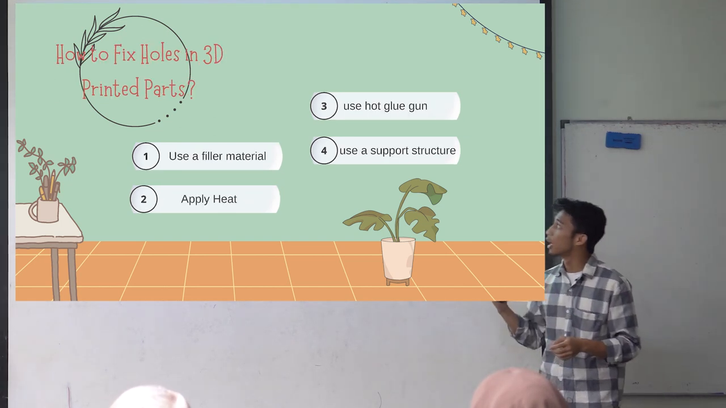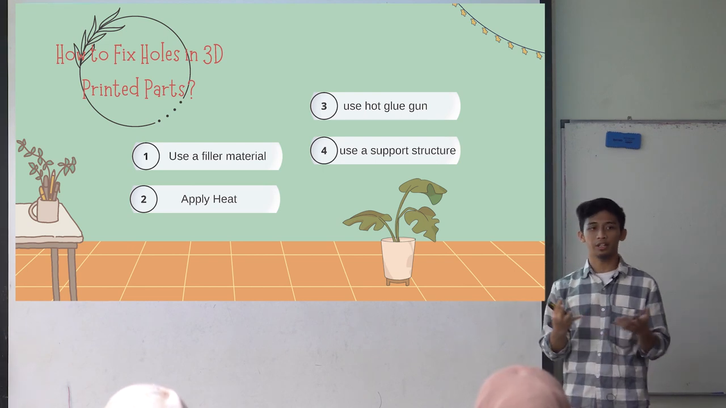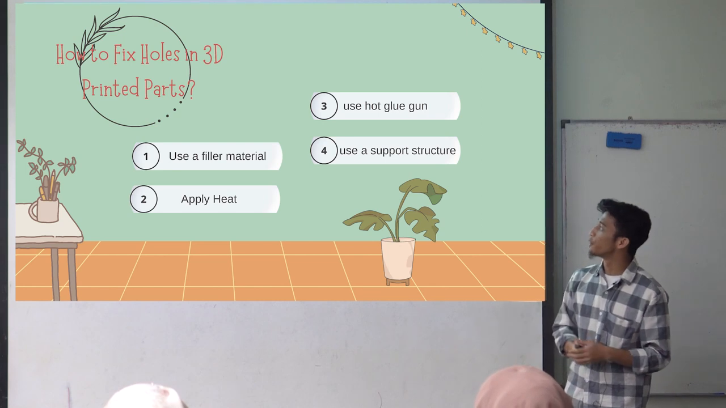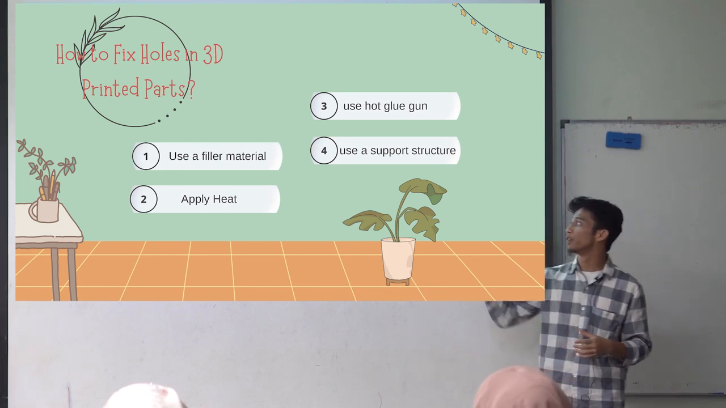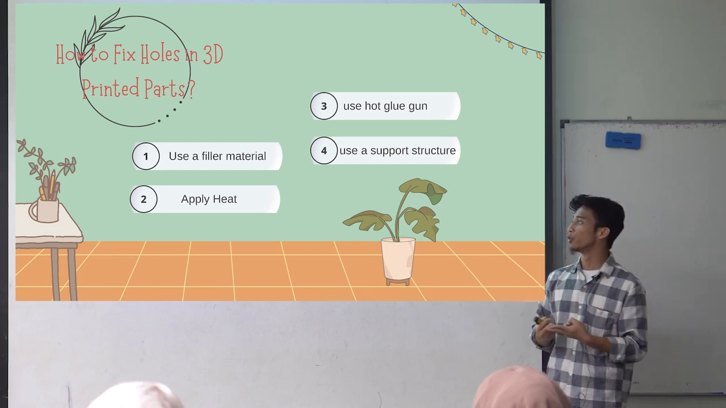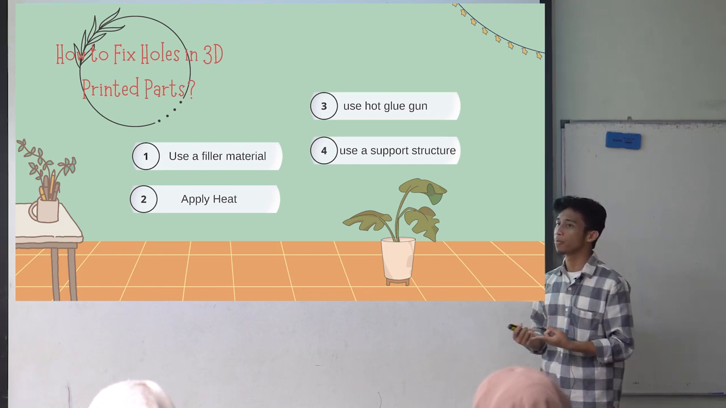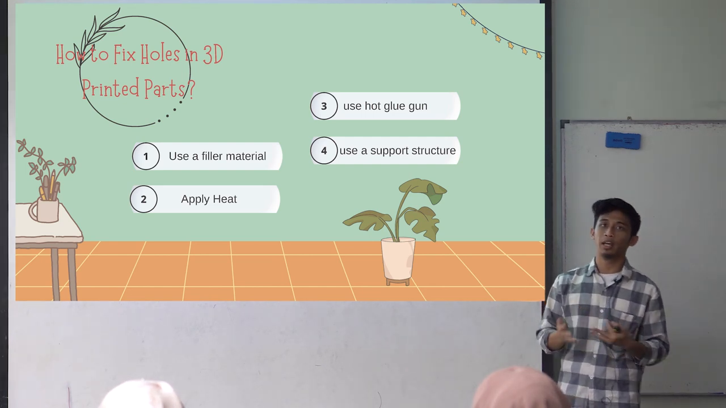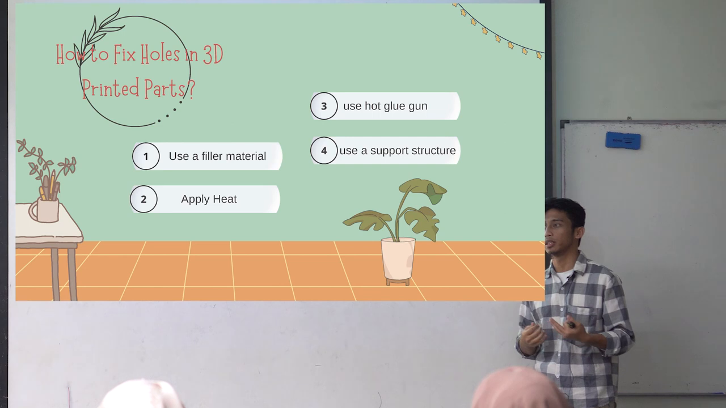And next, how to fix a hole. If we already made the model and we need to fix the hole, first of all, we need to use a filler material. We can use epoxy wood filler to fill the hole and let it dry. And we need to sand it and apply primer or paint to make it suitable to the surroundings.